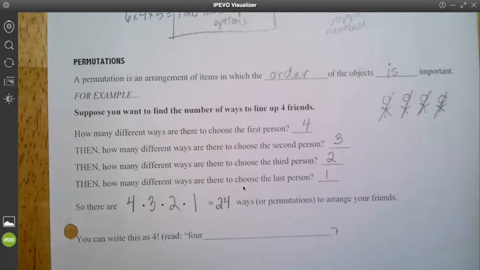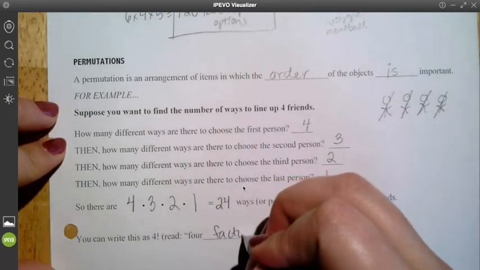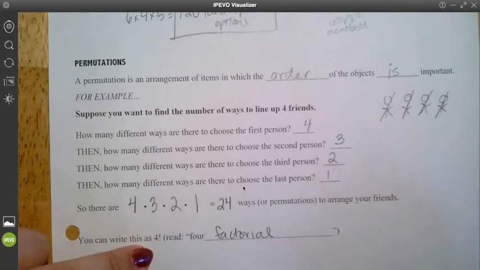Now this special way of multiplying where it's decreasing by 1 for each choice that I make is called a factorial. And we write it with an exclamation point. So I had 4 friends to choose from. I know that it's going to decrease by 1 for every decision I make. And so it's 4 exclamation point or 4 factorial.